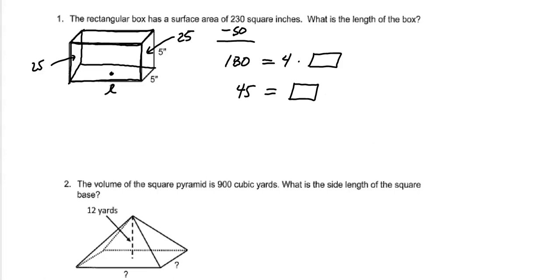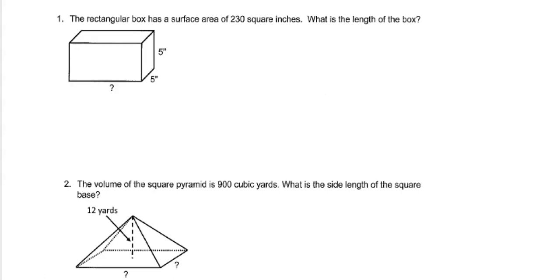Well, how do I get an area of 45? Length times width is 45. So it looks like the length has got to be 9. So if this is 9 times 5, I'll have 45 for all 4 of those, plus the ends. We will be good to go.